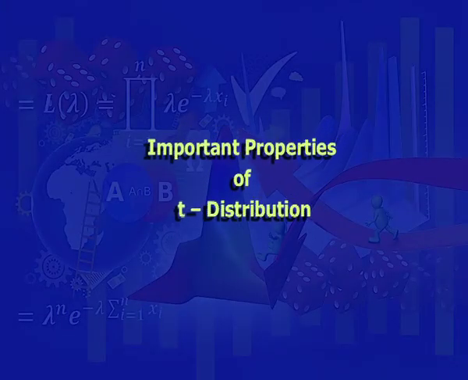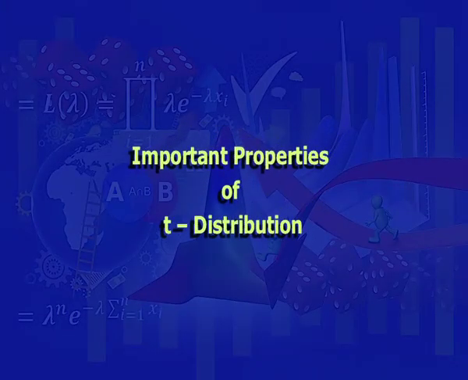Let us see important properties of t distribution. Few important properties are as under. Number 1, it is a continuous distribution with range minus infinity to infinity. Number 2, probability curve of t distribution is symmetric about its mean. Number 3, its mean is always 0. Number 4, for large value of sample size, it follows normal distribution.